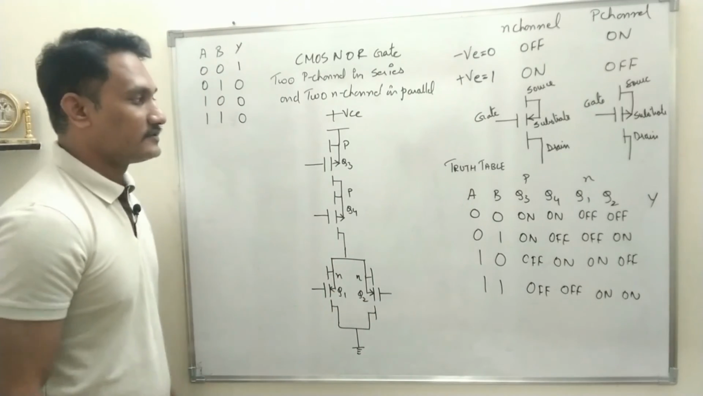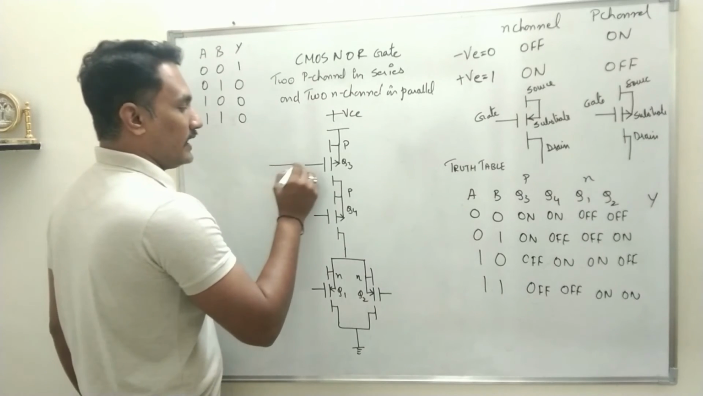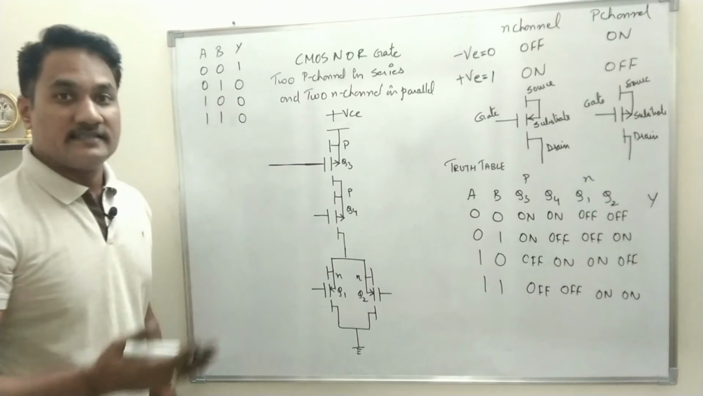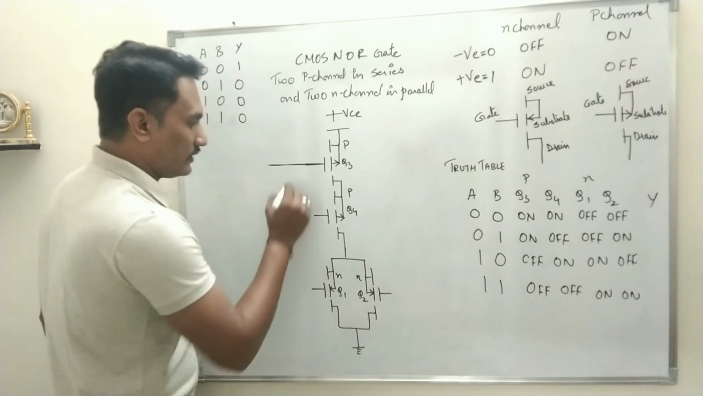And again, as the name indicates, complementary, we have to connect one P channel and one N channel. As in the case of the CMOS NAND gate, I will connect Q3 and Q1 together.